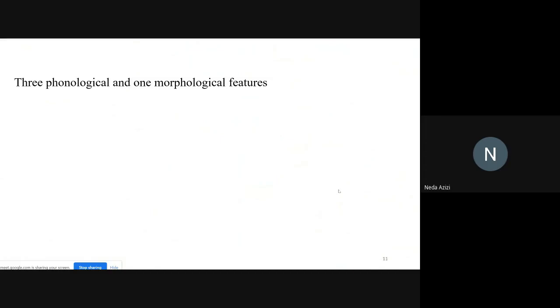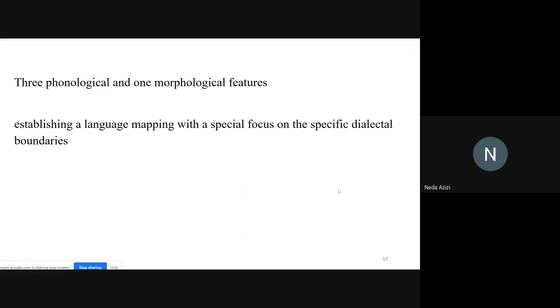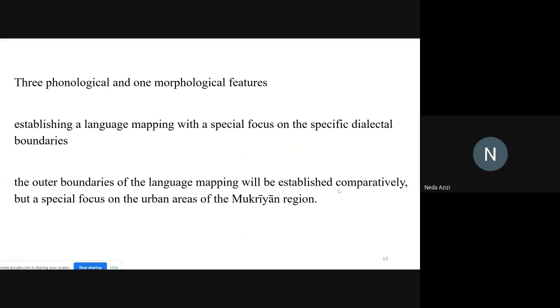But what are the objectives of this study? In this presentation, I will present a mapping of 3 phonological features with a special focus on the specific dialectal boundaries. And then I will point out the outer boundaries of the language mapping, which will all be established comparatively. This study focuses mainly on the urban areas of the Mukrian region. Further, I will give an overview of informants and their language attitude with respect to these 4 linguistic features, which are 3 phonological and 1 representative morphological feature.